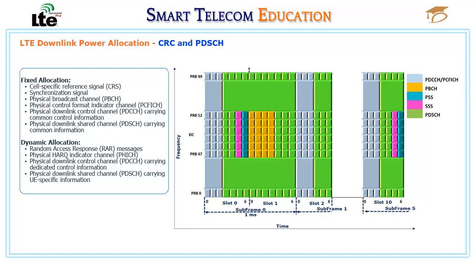Dynamic allocation: random access response, RAR, messages. Physical HARQ indicator channel, PHICH. Physical downlink control channel, PDCCH, carrying dedicated control information. Physical downlink shared channel, PDSCH, carrying UE-specific information.